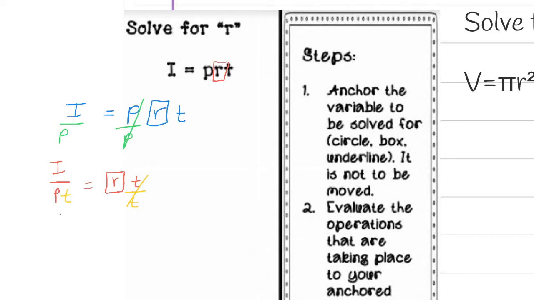That's my answer. So I'm going to go ahead and rewrite it. I over P T is equal to R. I know that I solved for R because R is by itself. Notice how R did not move. Whatever you box around is not going to be moved, okay? It's staying in its place.